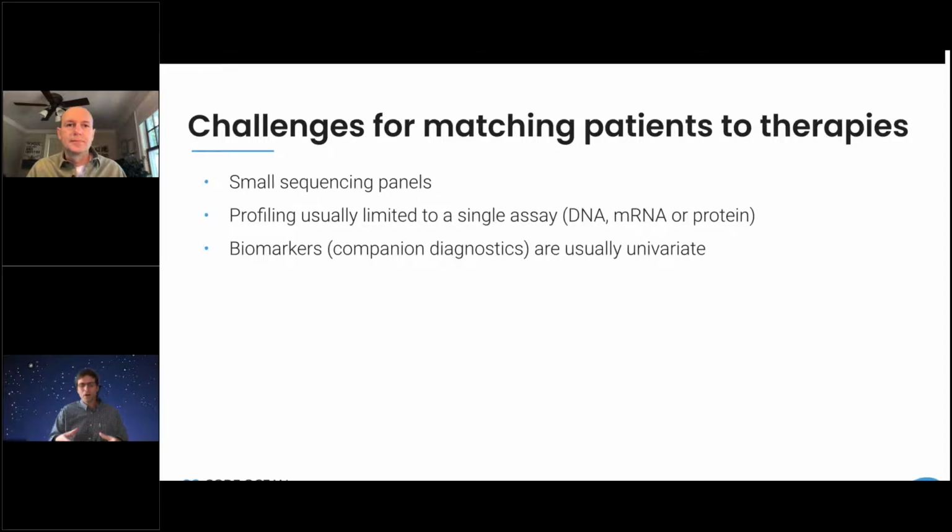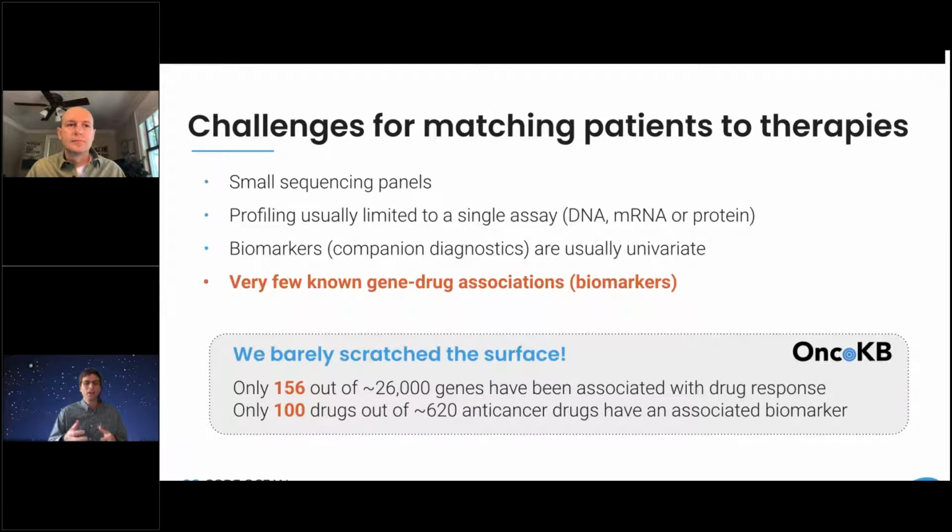And also the biomarkers, those companion diagnostics helping us predict whether a patient is going to respond to a given therapy, they are usually very simplistic. They're usually univariate. It's a single genomic aberration that we measure and link to drug response. And so the bottleneck here is really that we don't measure enough, but we also don't know enough.